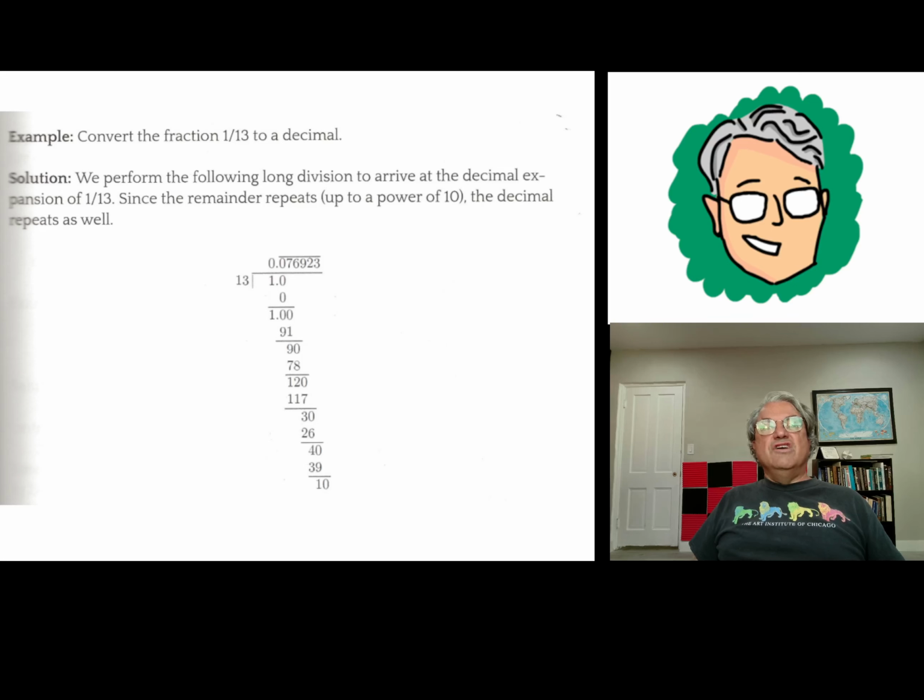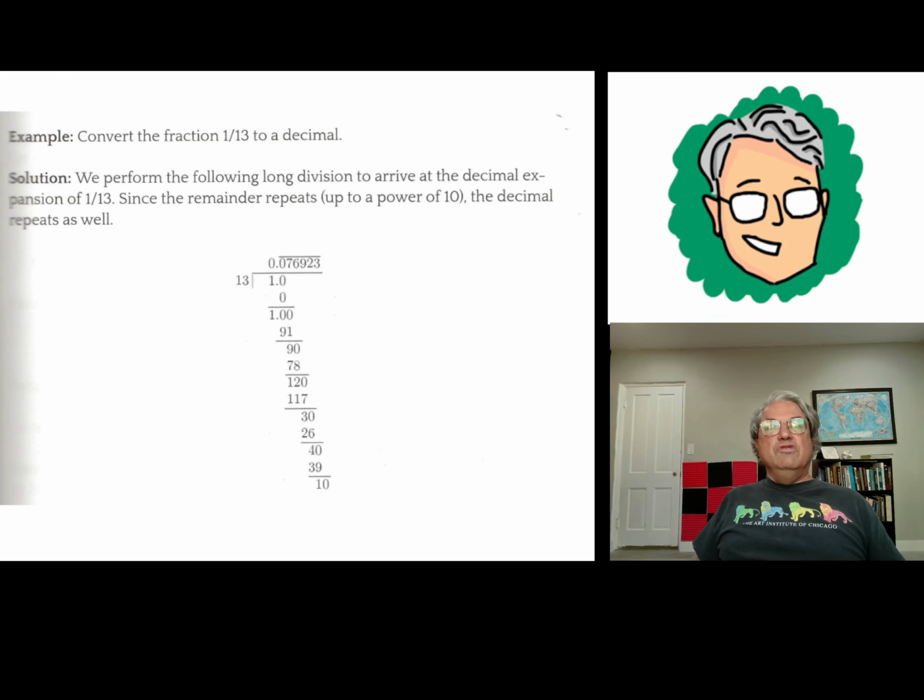So when we subtract 39 from 40, we're left with just 1. But notice we started with 1. So now we're left with something that looks exactly like what we started with. And that means that our decimal is going to start repeating from this point on. So we're going to end up doing exactly the same thing we already did, which means the next digit in the decimal expansion is going to be a 0 again. And then everything is going to happen just like it did before. We're going to have another 7, another 6, another 9, and so on.